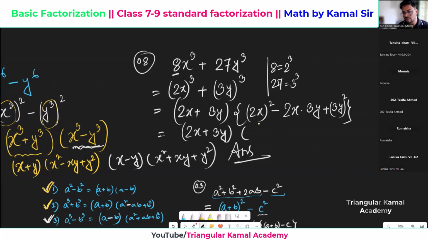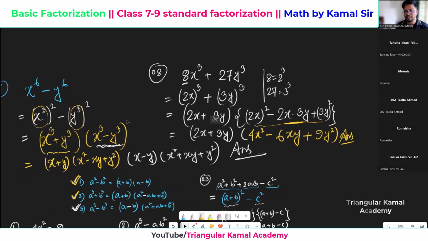Okay. What we can write now? Simplification, this one. Twice x whole square means 4x square, right? If we do multiply here, what will be result? 4x square minus 2x into 3y, 6xy, plus 3 square means 9y square. So this is answer. The application of a cube plus b cube.